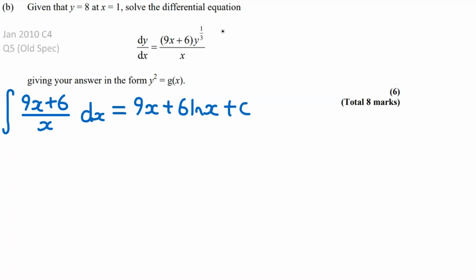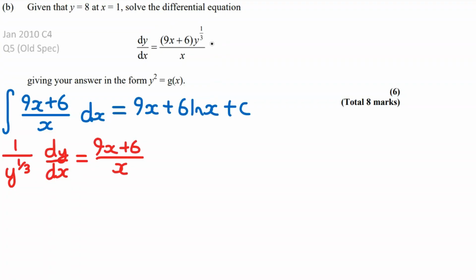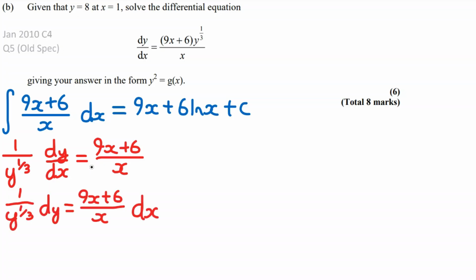So remember the steps. Firstly, we need to get all the y terms onto one side and all the x terms onto the other side. So we have this y to the power of 1 over 3 here that we need to bring onto the other side. So we divide both sides by y to the power of 1 over 3. So it becomes on this side 1 over y to the power of 1 over 3, and then dy over dx, and then we bring this dx onto the other side, so we multiply both sides by dx, so we get 1 over y to the power of 1 over 3 dy is equal to this 9x plus 6 over x dx. And then the second step is we integrate both sides.